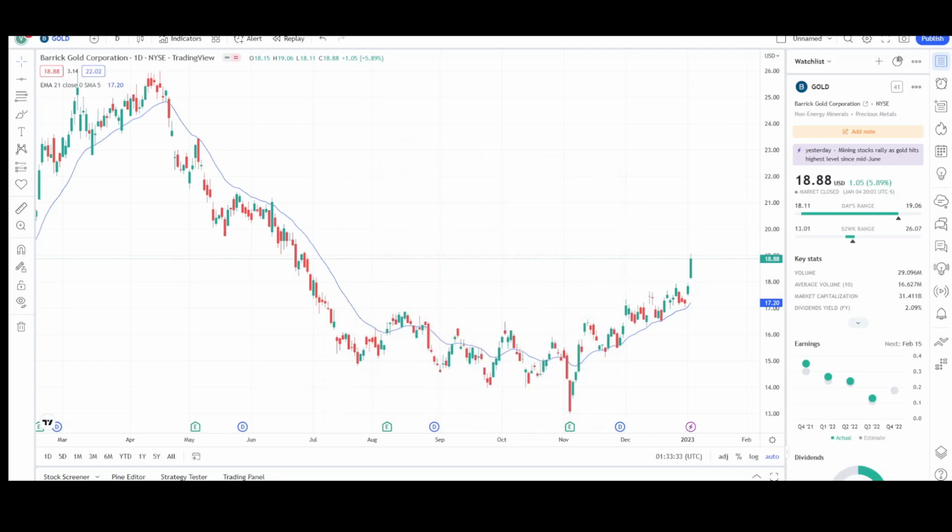I will first go over what I see in the daily chart and finish the video off with the weekly chart. So here we have the daily chart for gold.